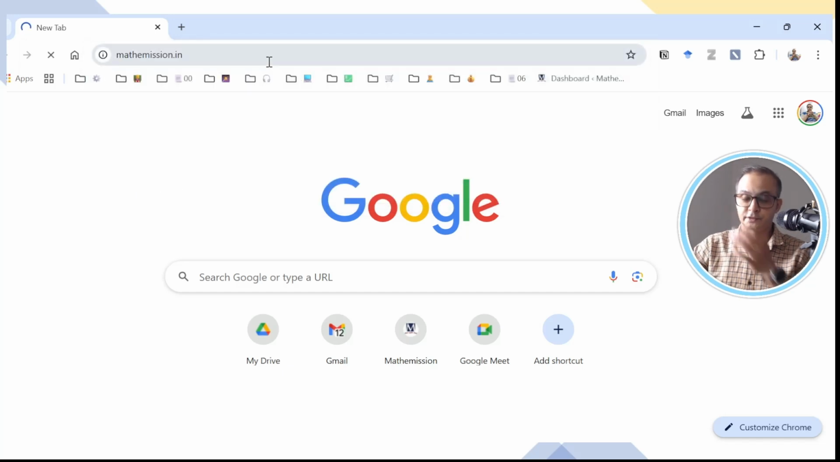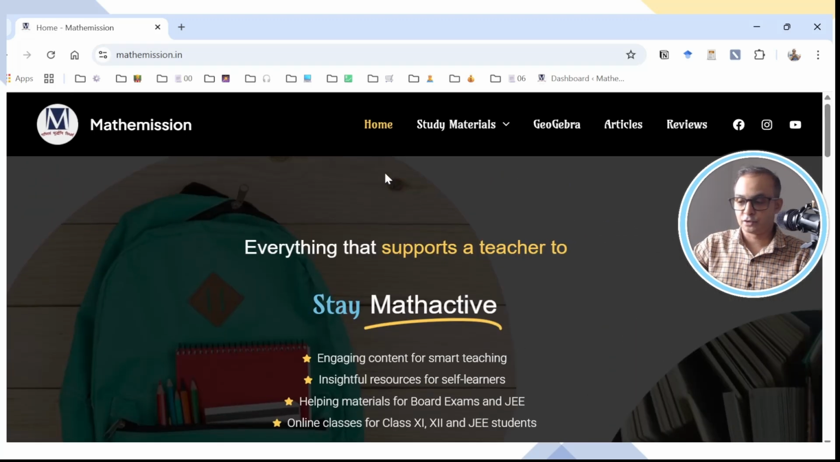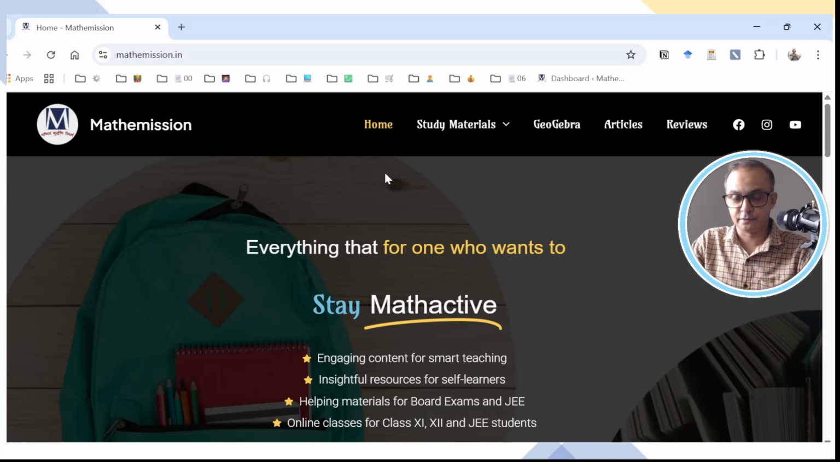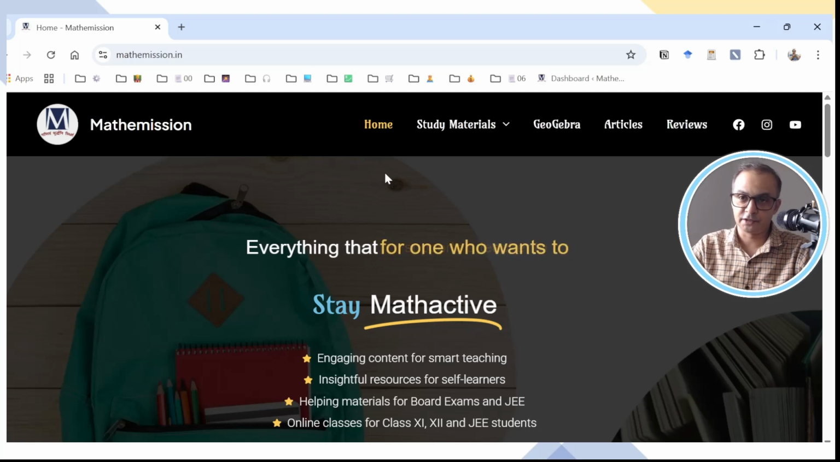You have to hit enter and you get that. This is the Mathemission website here. Many students also query, but they write to me personally that many things are scattered here and there. It's not organized, but I will show you how it is organized and you can use it.